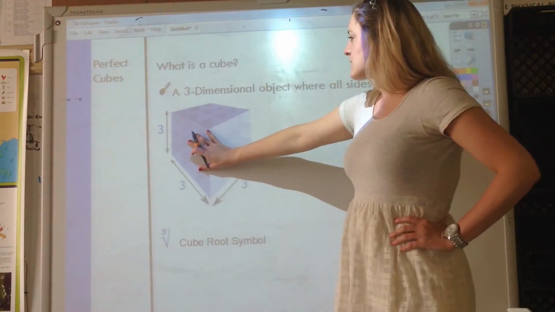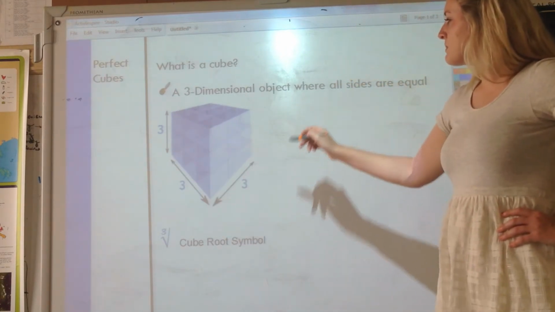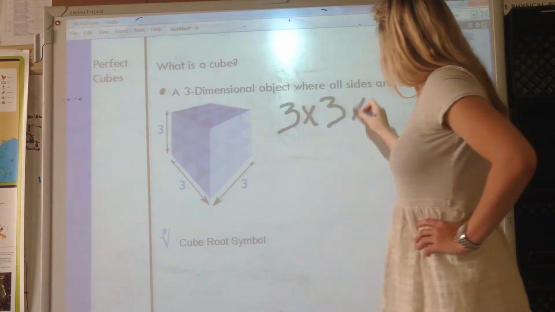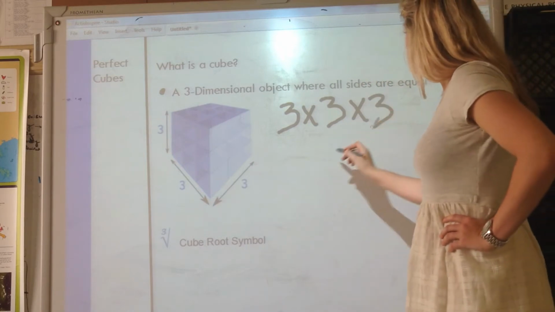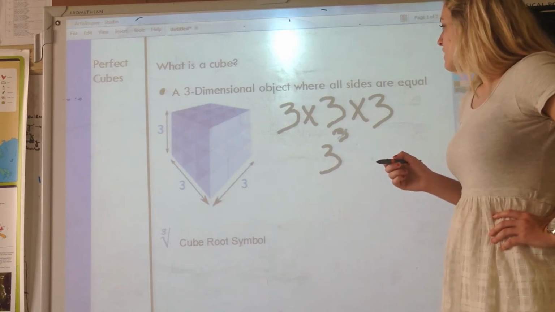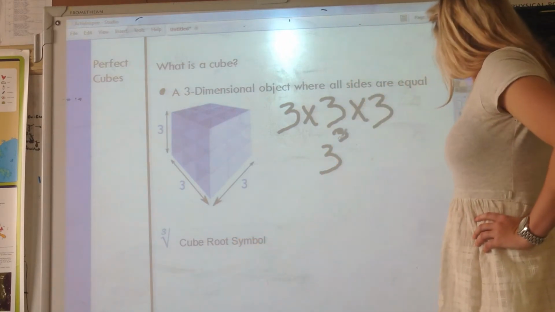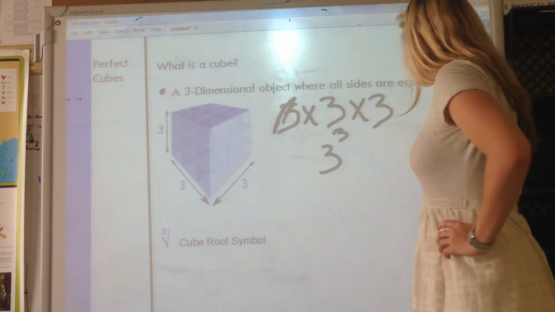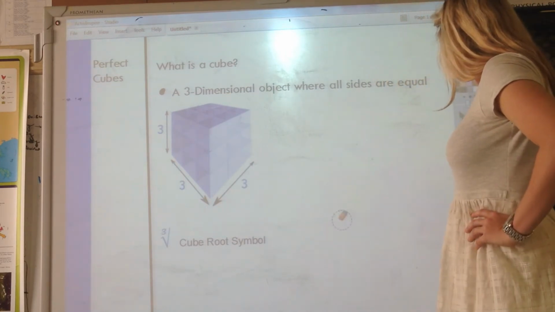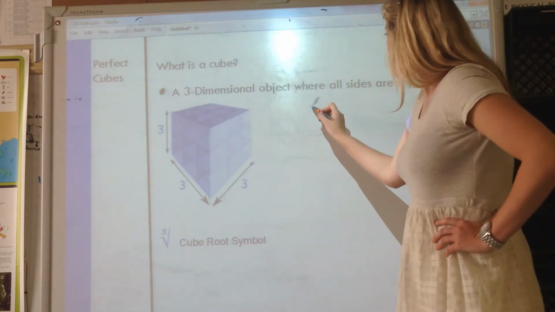So I look at this object, which is a cube, and I see that all my sides are equal. And so if I were to multiply all those sides, this would be 3 times 3 times 3, or 3 cubed. So I want to move on and start talking about the idea of a cube root. A cube root is essentially a number multiplied by itself 3 times. And this is the cube root symbol. I'll write it a little bit bigger for you guys.